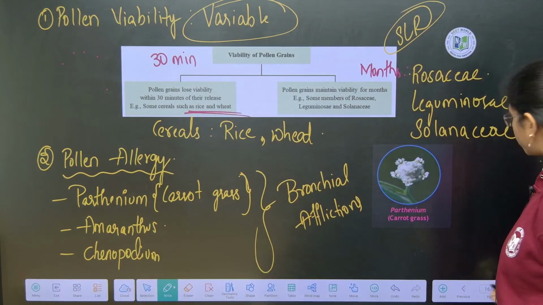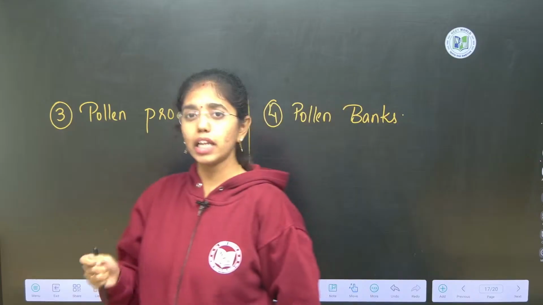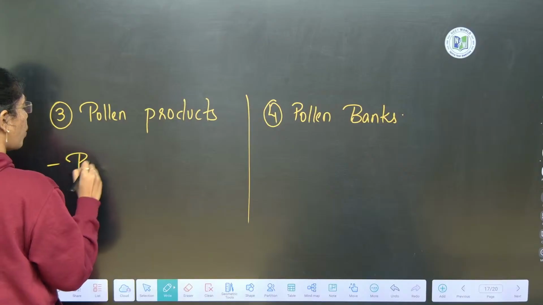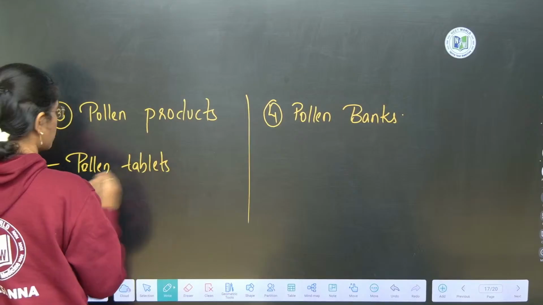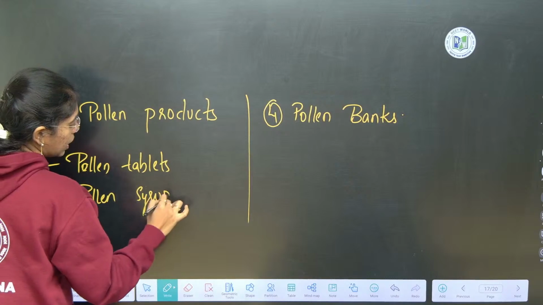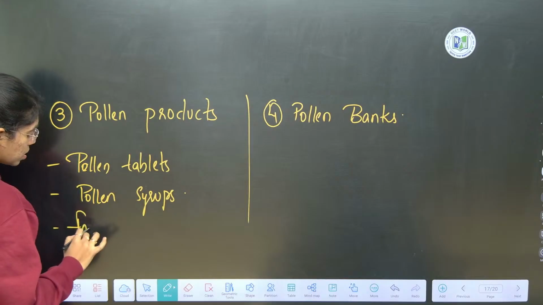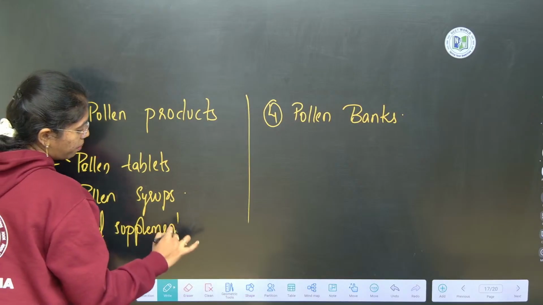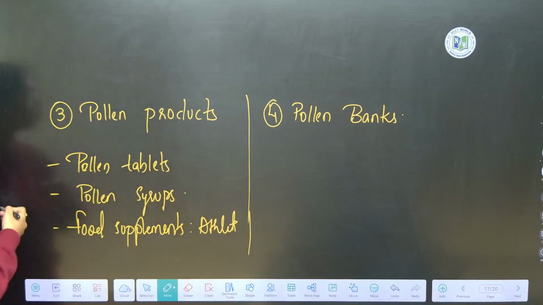After which you can go through what? Pollen products. Most of the pollen grains are highly nutritive. So, these pollen grains are being used in Western countries as pollen tablets and pollen syrups. These are being used as food supplements by athletes. Fine, right? So, this is about pollen products.